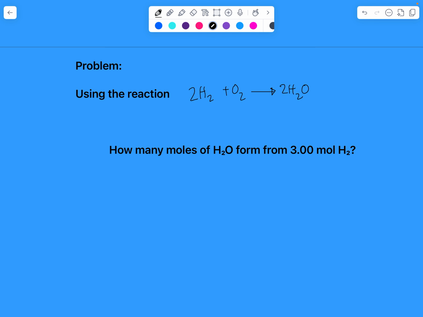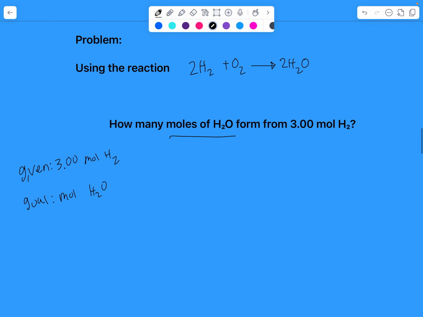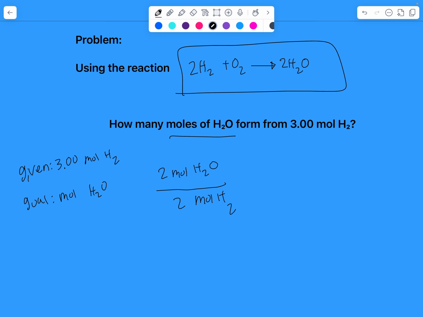So what are we given? We're given 3 moles of hydrogen, and our goal is to get to moles of water. So from the coefficients, we see we have 2 moles of water for every 2 moles of hydrogen. You see that literally in this equation. Coefficients give mole-to-mole relationships. And then I have to get rid of the moles of hydrogen to get to the moles of H2O.